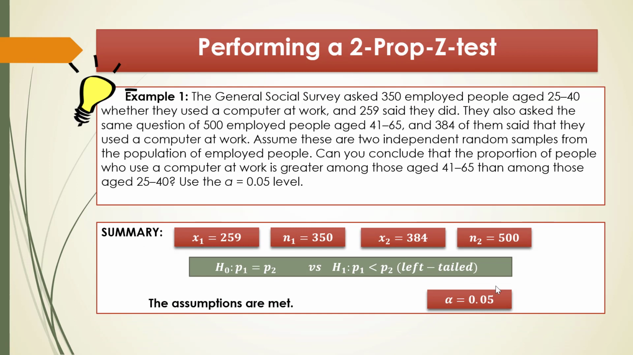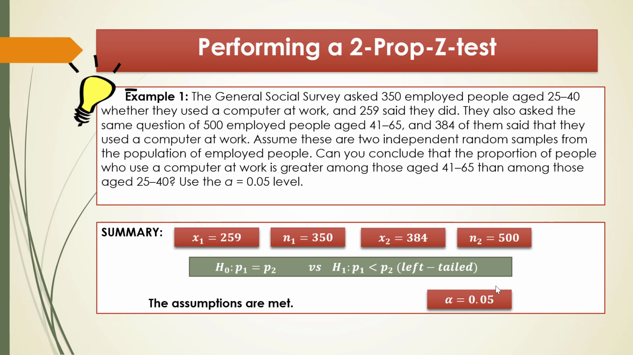So let's summarize the question. Here, I make the group of employed people aged 25 to 40 the first population, and the group of all employed people aged 41 to 65 the second population. So the sample of 350 employed people aged 25 to 40 is the first sample, and the sample of 500 employed people aged 41 to 65 is the second sample.